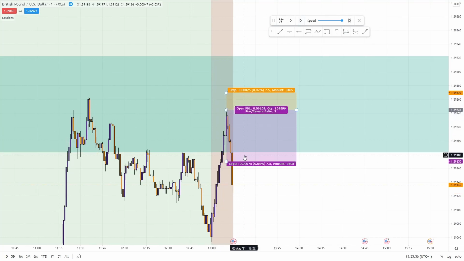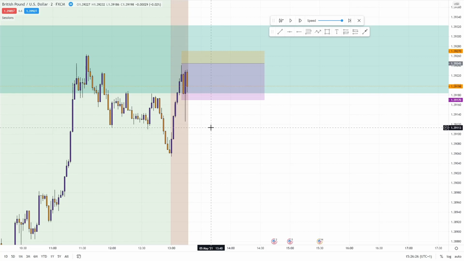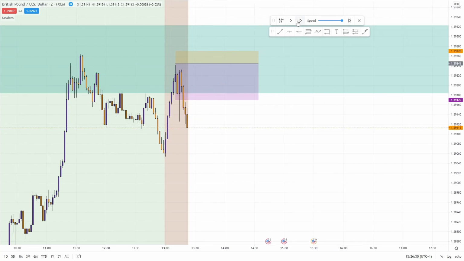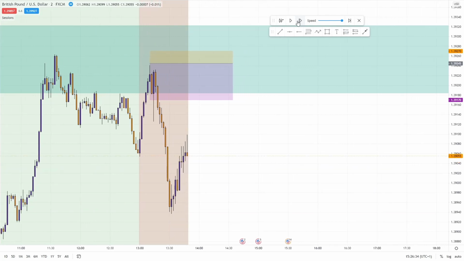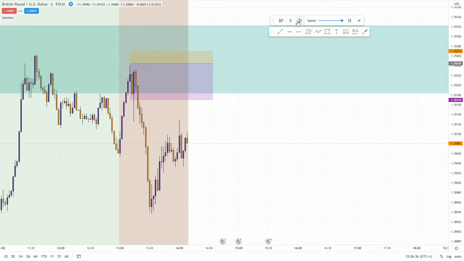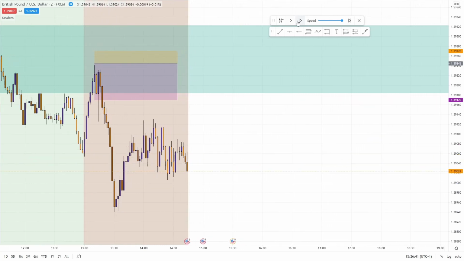Because I like to take my first partials at 1 to 3, and I take off half of my position to secure a 1.5% gain for my account, and then I can move my stop to break even to take my risk off the table too. So once price has reached my 1 to 3 target and I've taken my first partials, I do like to trail my stop for the rest of the position behind any structure in the market. So as you can see, throughout the rest of the day, price does drop down, pull back a little bit, but then continue to drop off to the downside.